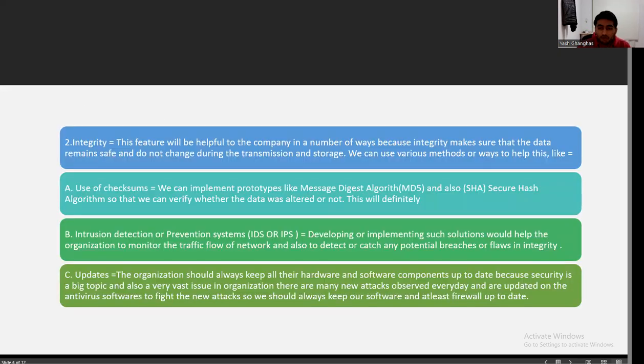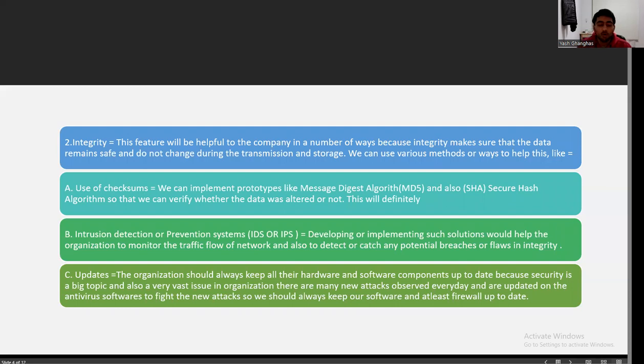Moving on to the second part, integrity. They also need integrity. This feature will be helpful to the company in a number of ways, because integrity makes sure that the data remains safe and does not change during transition, because when data is transferred from one location to another, the data could be changed in between.